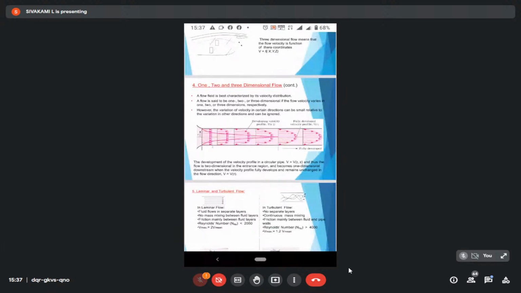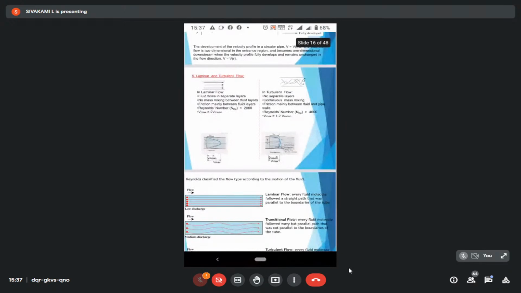And then the next one is laminar and turbulent flow. In laminar flow, the fluid flows in separate layers. There is no mass mixing between the fluid layers, and friction occurs mainly between the fluid layers. If the Reynolds number is less than 2000, it will form a laminar flow. I already told you that the Reynolds number occupies the entire fluid dynamics.